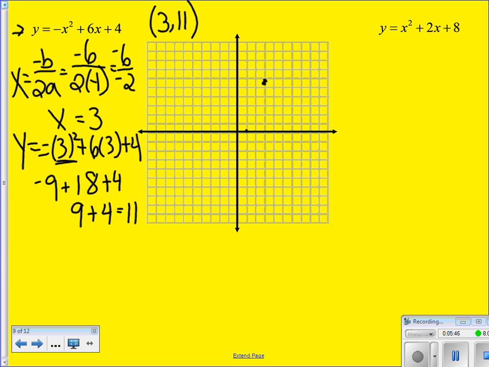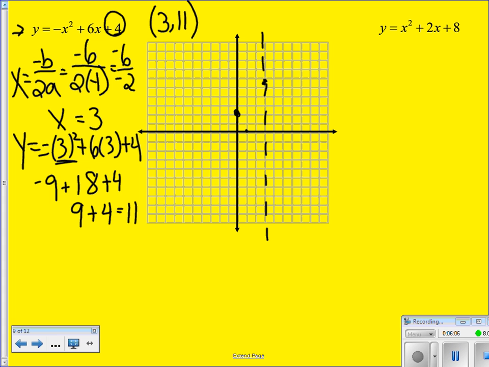Now I know that my y-intercept is my c term. So my y-intercept is at 4. Remember, our y's are going up by 2, so we're going 2, 4. We're plotting that point. Now, down my axis of symmetry, I have a vertical line.